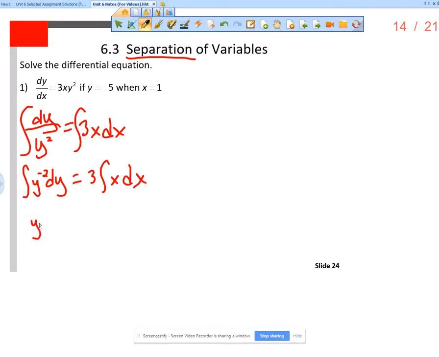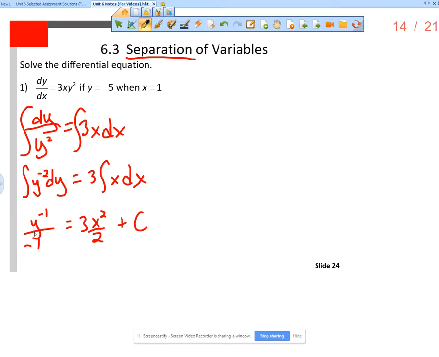All right, so on the left side, the integral of y to the negative second dy is, well, remember, add 1 to the power, y to the negative first over negative 1. Right? And then, of course, we're going to add c. We only need to add it in once. All right. And so I get the integral of x is x squared over 2, and then, of course, plus c. All right. So now this is a general solution, but it is implicitly defined.